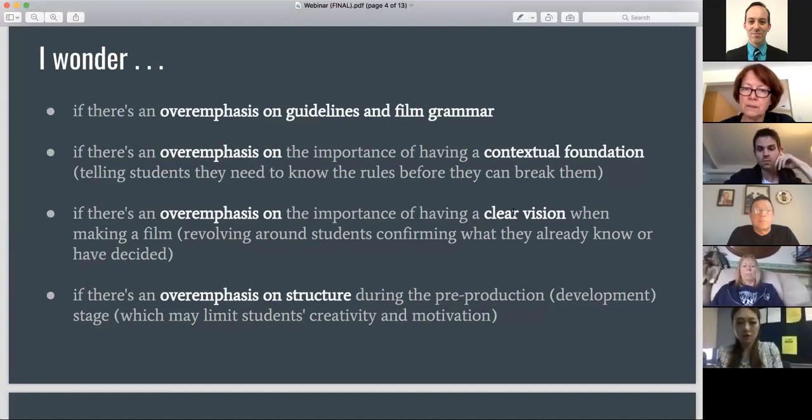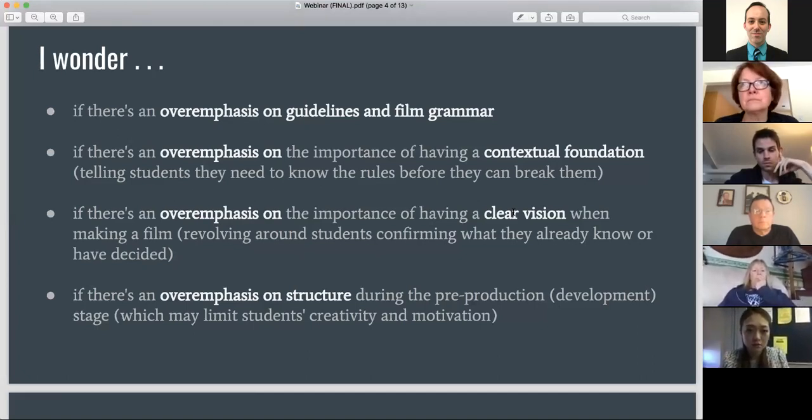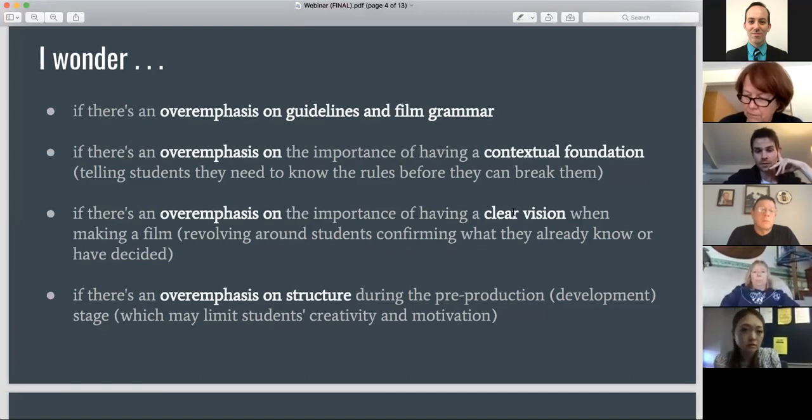So maybe from a public school setting, it is really tightly wrapped around those standards. But that's not just film education, that's everything. Right, absolutely. Across the culture.